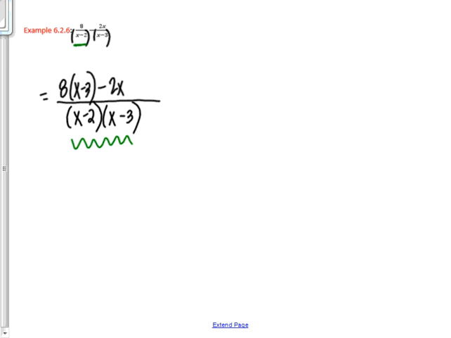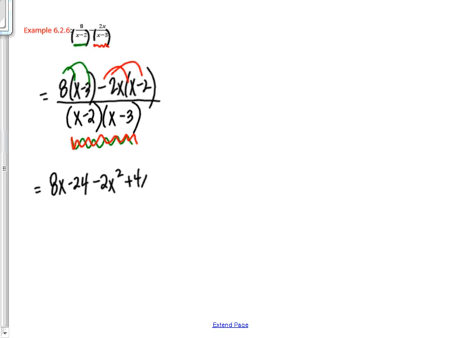Let's look at the 2x. The 2x came with an x minus 3, so you multiply it by the one it didn't have, the x minus 2. That's the hard part of the problem. The rest of it is easy algebra simplification. Distribute your 8, so you get 8x minus 24. And distribute your negative 2x, and you get a negative 2x squared plus 4x.